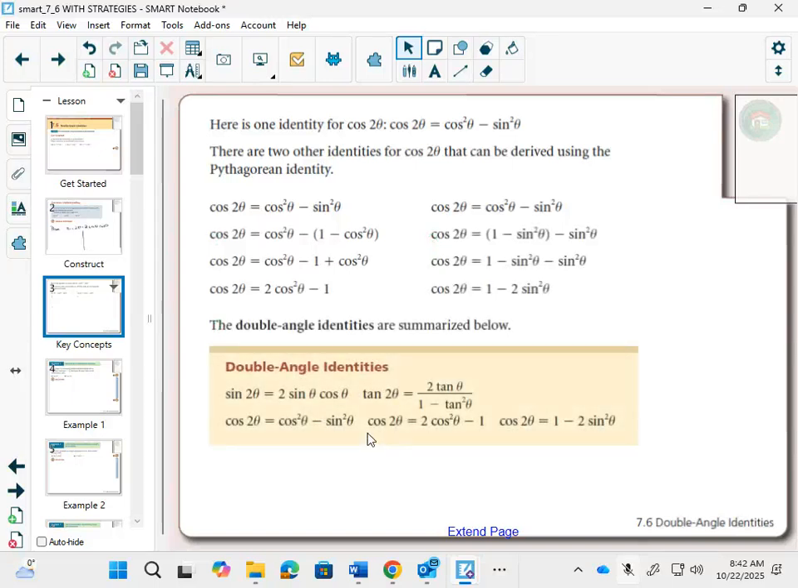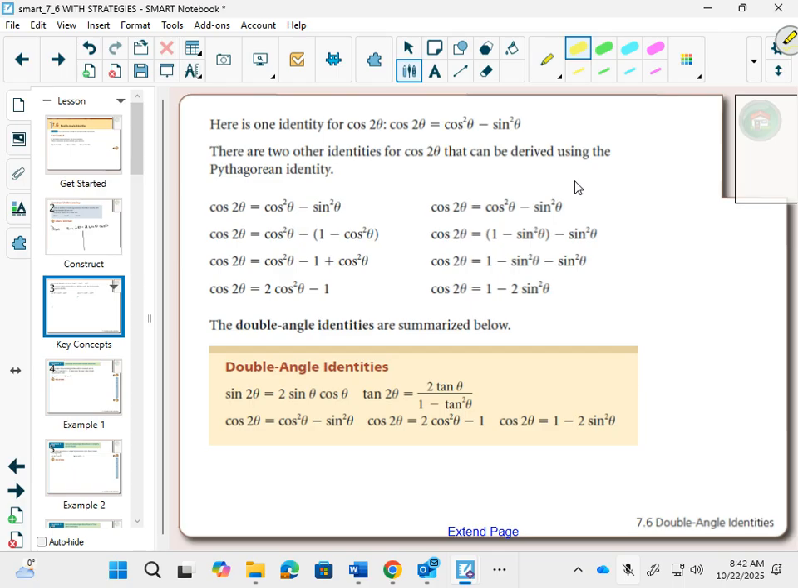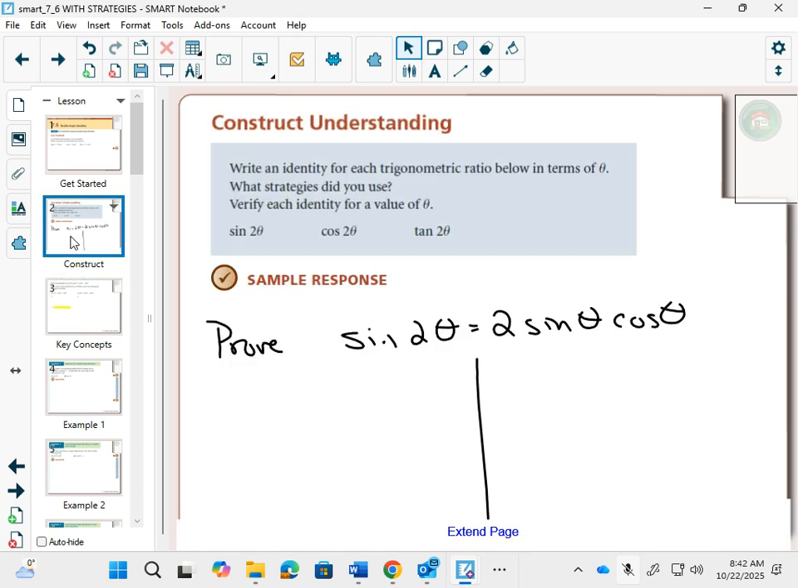In 7.6, we're going to add 5 new formulas. This is on page 600 and we're going to have these 654 at the top of the page. They're called the double angle identities. And we're going to take the time to prove one of them. We're going to prove that sine of 2 theta equals 2 sine theta cos theta.